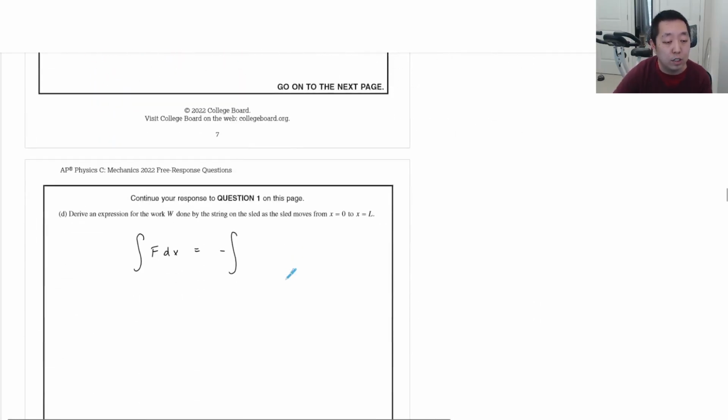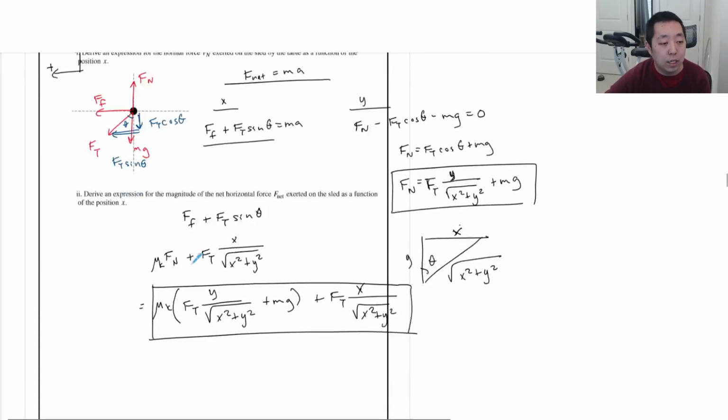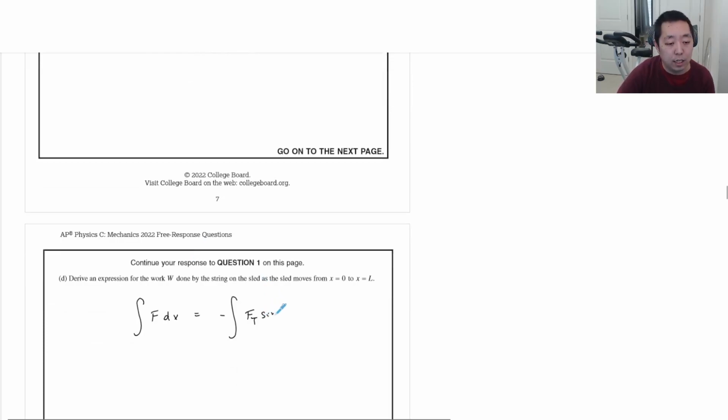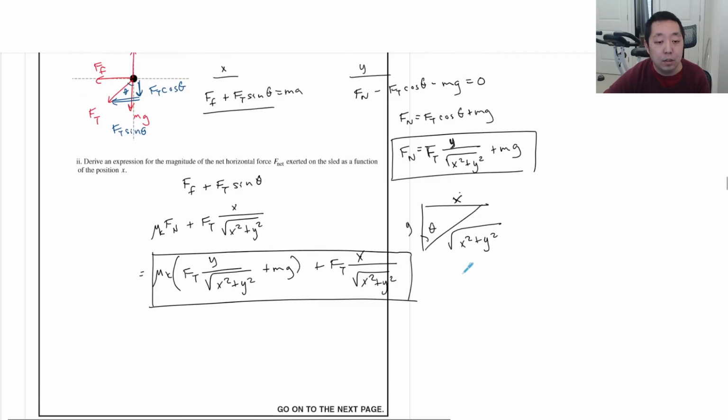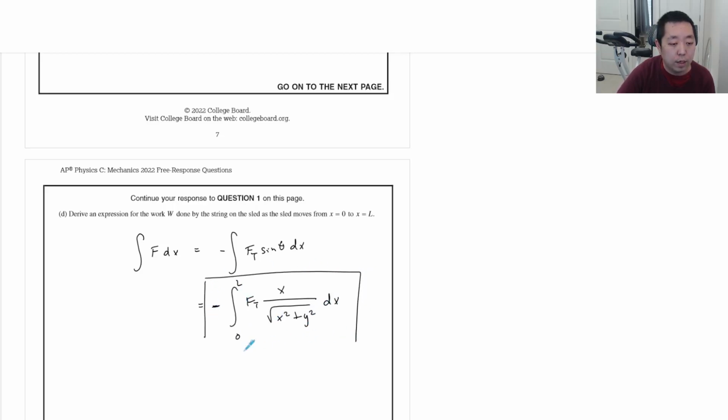And they only want the tension force. So this would be Ft, and it's the component that is parallel to the direction of motion, so it's Ft sine theta dx. So that's why that negative sign is there. It's because the work has to be negative. And Ft is constant. The sine of theta, we said, was x over root x squared plus y squared, dx. And we're going to integrate this from 0 to L. So that is the amount of work.